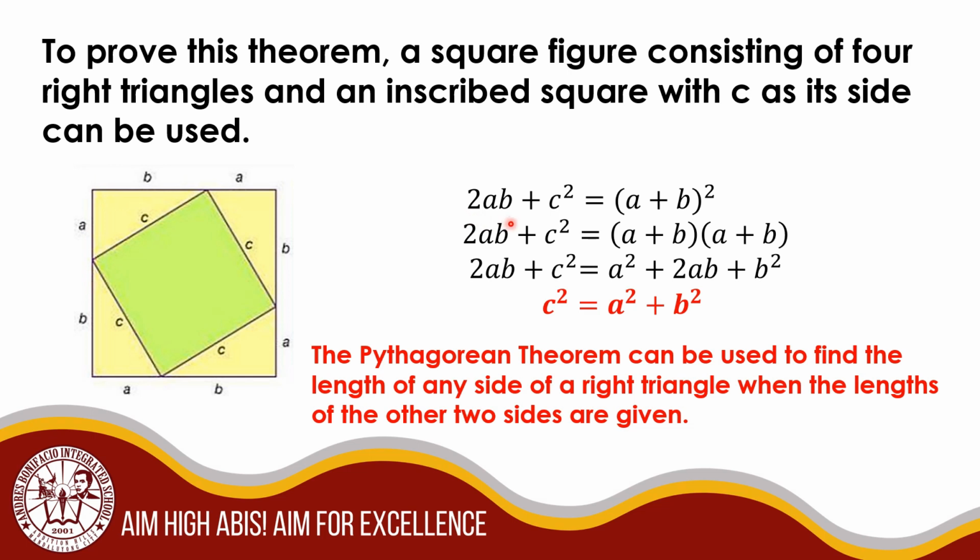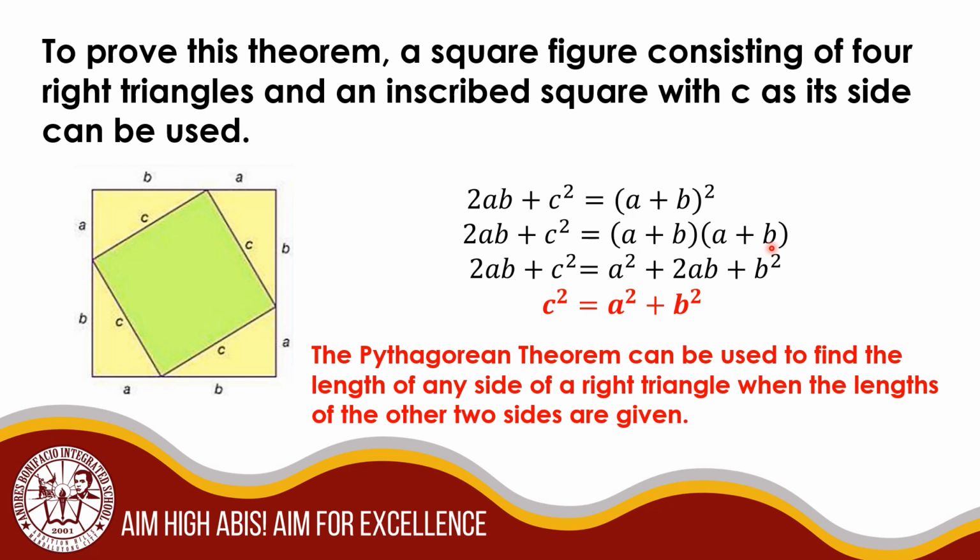So we have 2AB plus C squared equals the quantity of A plus B squared. Bring down 2AB plus C squared equals, because of the squared, we are going to multiply by itself. So quantity of A plus B times the quantity of A plus B. Bring down 2AB plus C squared equals, using distributive property, we can have A times A, which is A squared.